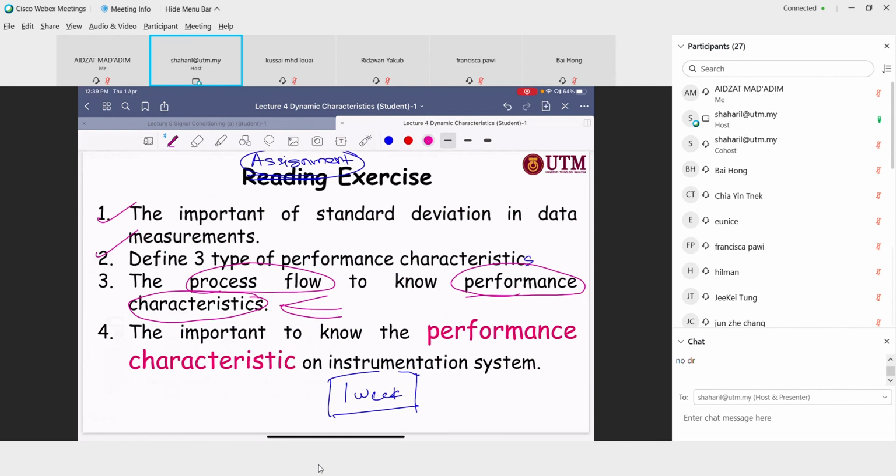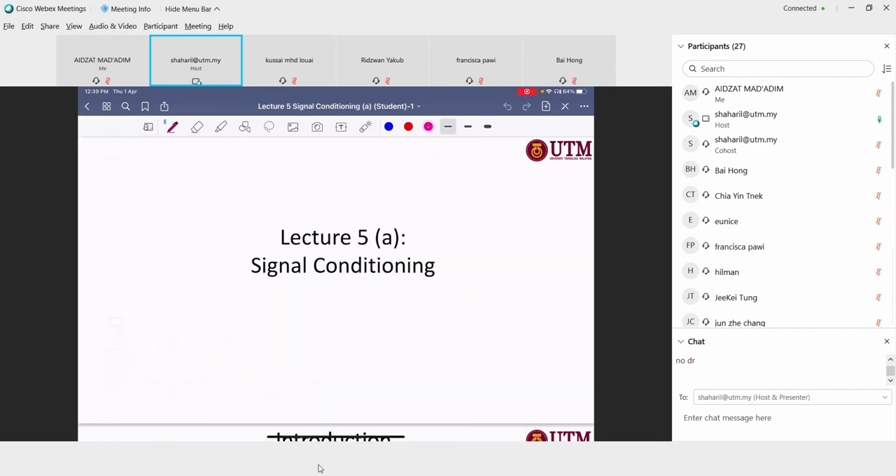of the data you got, right? After that, you need to know the accuracy. Okay, and then the dynamic is important when you are taking data, right? Okay, that one is quite important. Okay, all right. So without further ado, let's move to the next chapter, which is the signal conditioning.